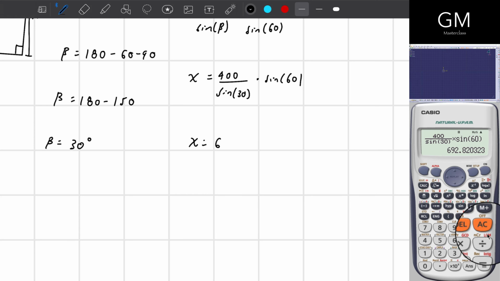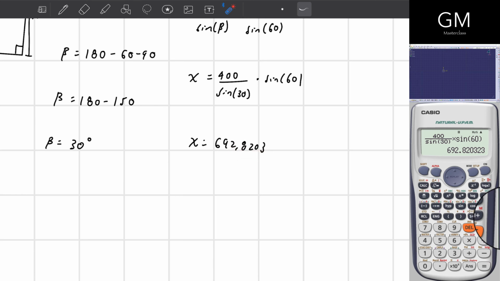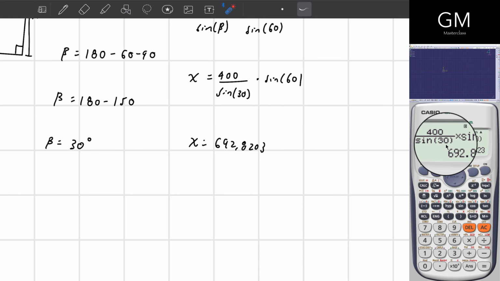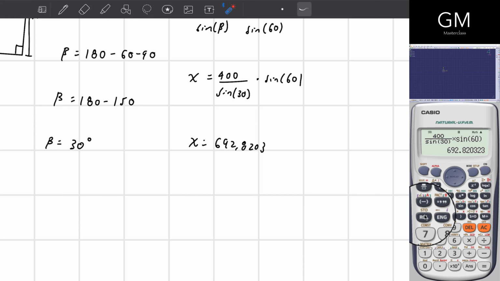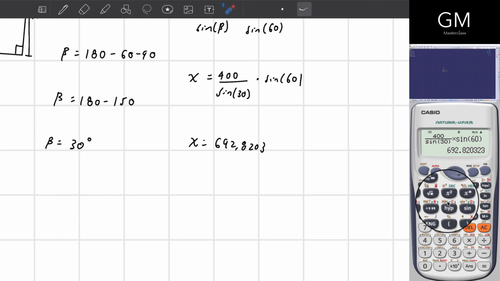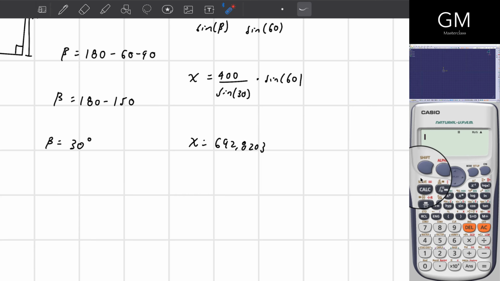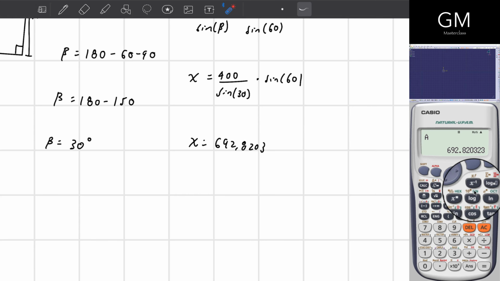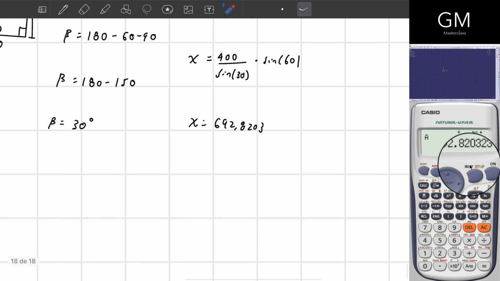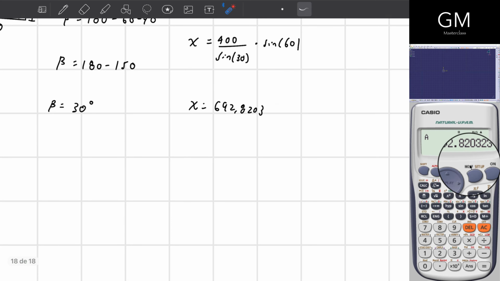Right, x is equal to 692.8203. I always use 4 significant digits after the comma. Well, I'm going to store this value within the memory of the calculator. So I just have to press Shift, Store button, and select one of the letters in red. In this case, I'm going to select A. Right, so when I look for the letter A, it is going to tell me the value that I just got. Okay, this is equal to 692 meters.